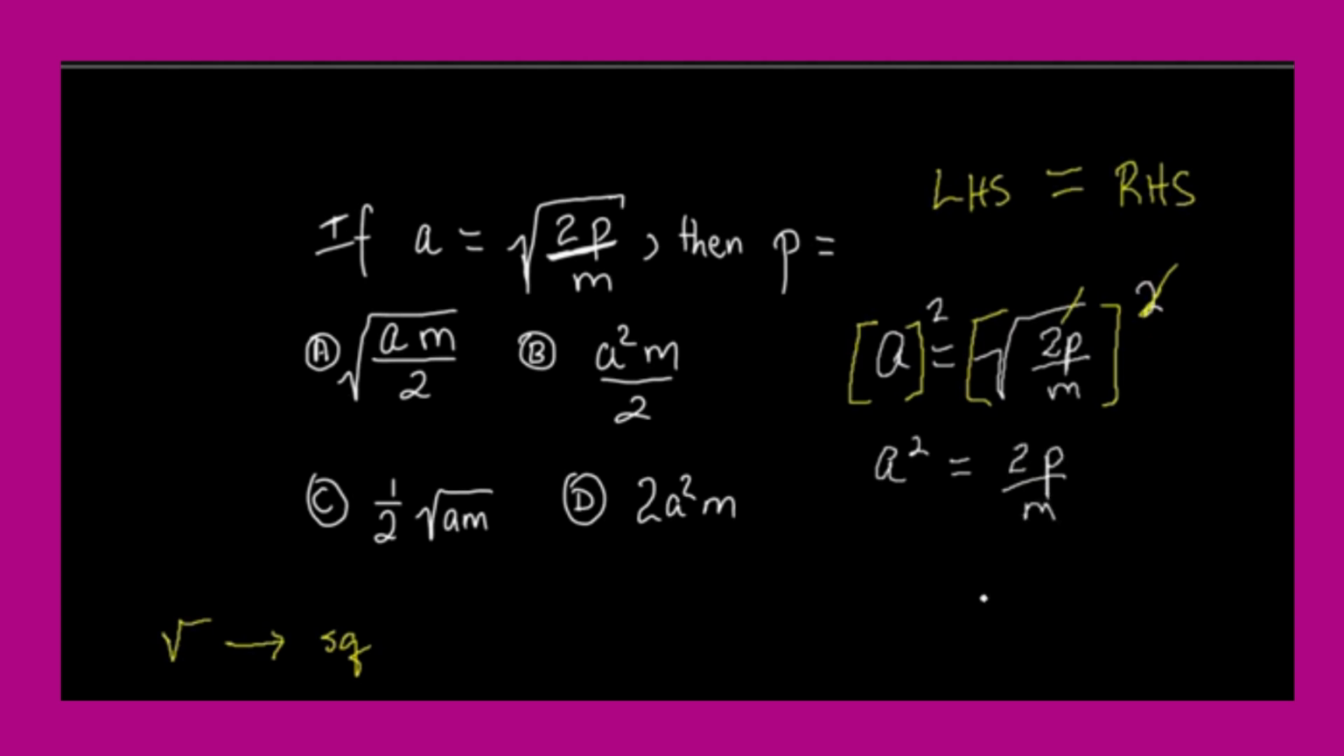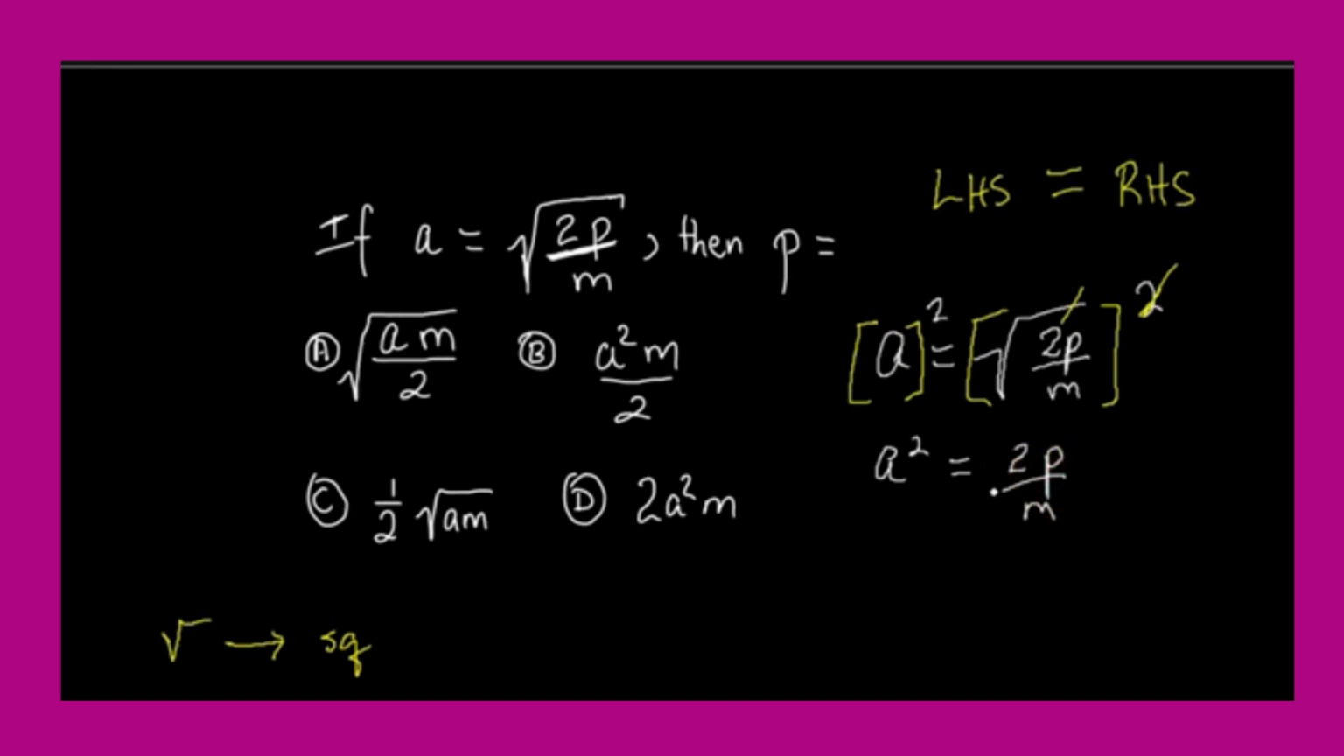Now I need to see what's affecting everything else on this side. What operation? We have division and we also have multiplication. The m is dividing 2p and 2 is multiplying p. So since 2 is only multiplying p, it's not multiplying m, I'll get rid of the m first since m is dividing both 2 and p. So 2p divided by m. So I'll get rid of the m first.